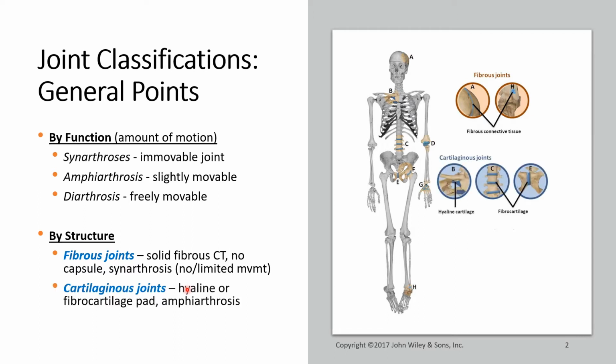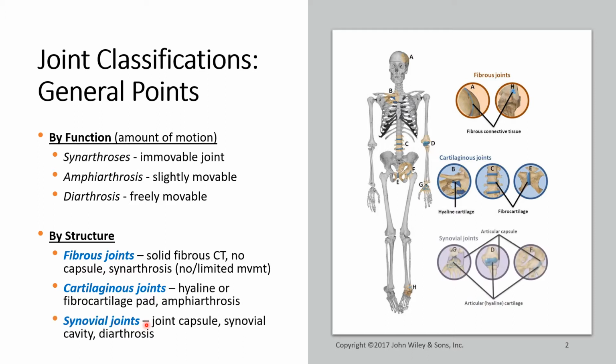We've got cartilaginous joints, which are basically held together by cartilage. That can be either hyaline cartilage or fibrocartilage. These are going to be amphiarthrosis, meaning they can move a little bit, but not a whole lot. And synovial joints are going to have a joint capsule and synovial cavity, and they're going to be diarthrotic. So you can see that a joint can be given two different names, and they almost match up one-to-one, but not quite. And I'm going to show you some of these differences.